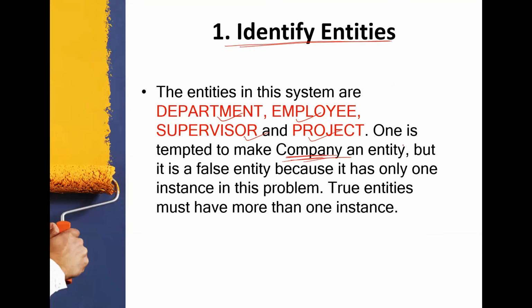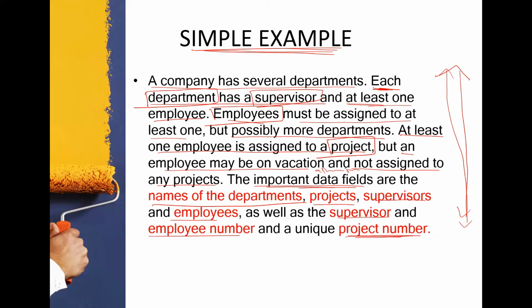Tak boleh lah. Company ni adalah benda yang besar. Okay? Dia tak boleh. So, but it is false entity because it has only one instant in this problem. Dia ada satu je kewujudan dia. Kewujudan dia tu ada satu je. Tengok, a company has several department, that's all.